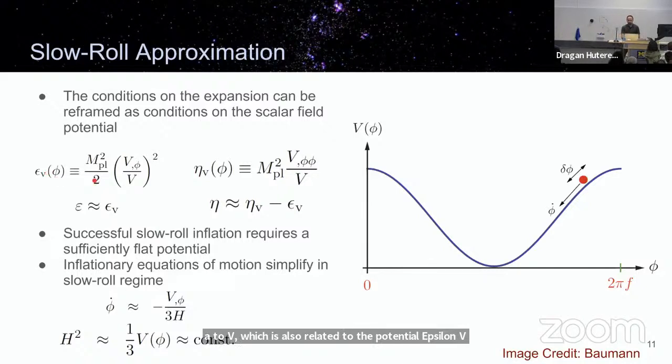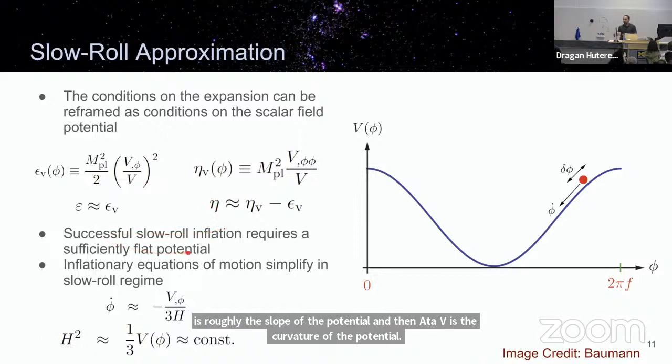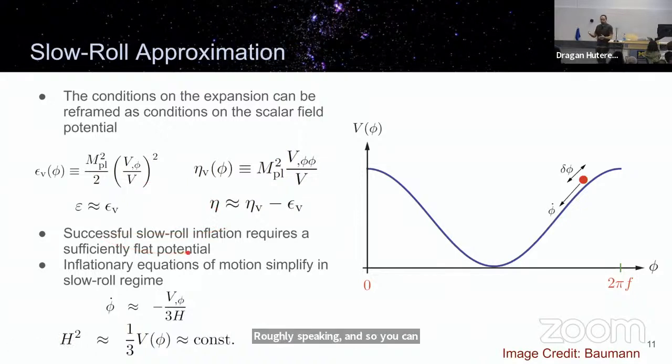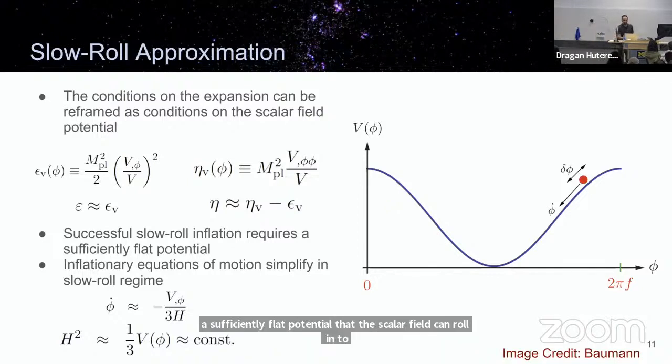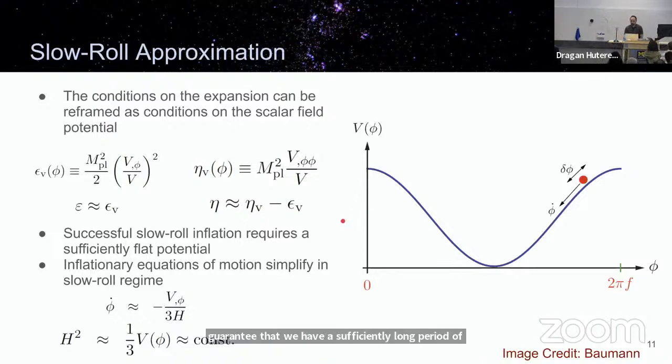Epsilon V is roughly the slope of the potential, and then eta V is the curvature of the potential, roughly speaking. And so you can see that we can translate our requirements of a sufficiently long period of accelerating expansion into conditions on the scalar field potential. Simply put, we just need a sufficiently flat potential that the scalar field can roll in to guarantee that we have a sufficiently long period of accelerating expansion.